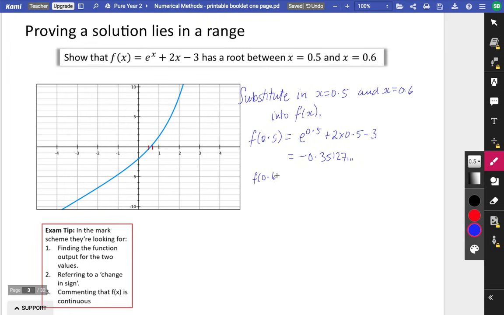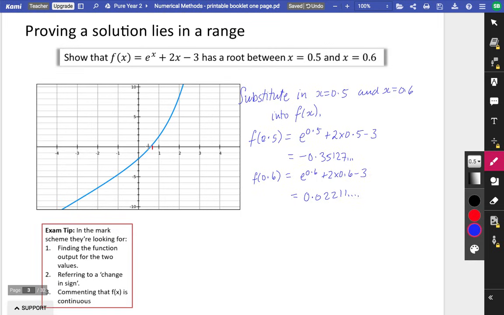I'm also going to substitute in 0.6, and hopefully we're going to see why this might work in just a second and what it is we're actually trying to do here. So when I substitute 0.6 into this equation, I can just go back to my calculator and change those values to 0.6. The answer that we get is 0.02211 and so on.